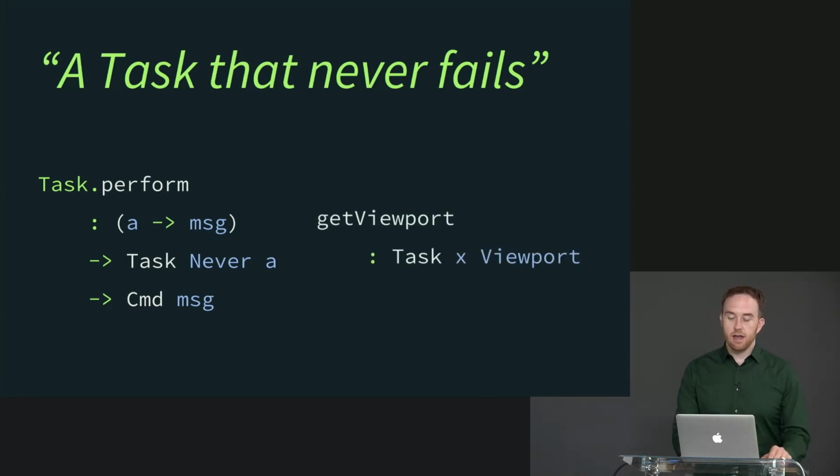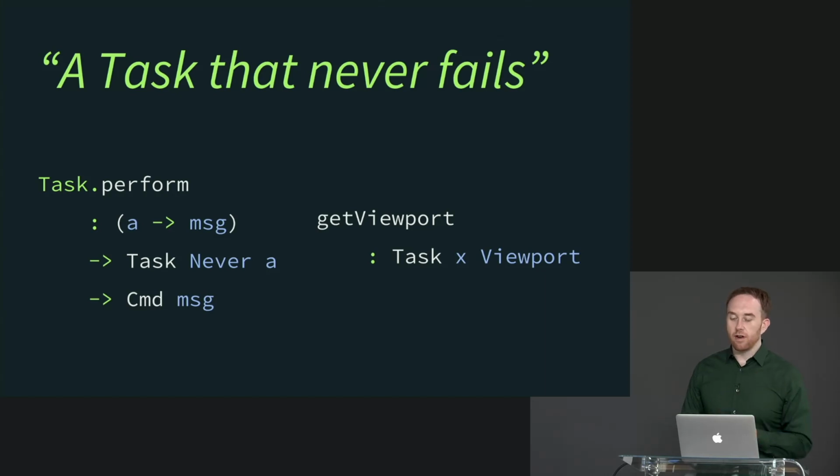So as an example, here is a task that can never fail. This is called getViewport, and it returns the dimensions of the entire window at present, which of course can change. The user can resize the window, so depending on when you call this, it might give you a different answer, which is why it's a task as opposed to just a plain function that just returned the viewport.